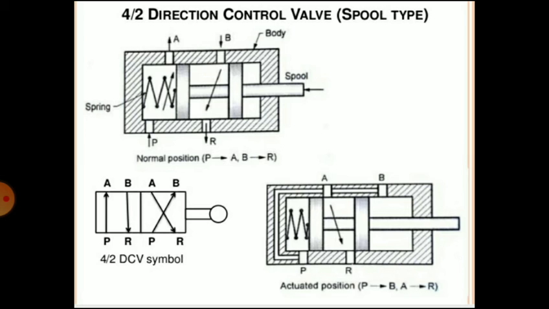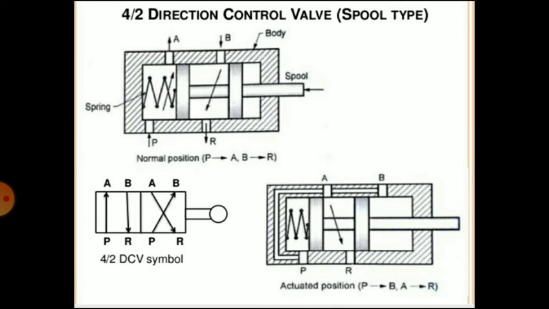You can see in the first block, P is connected to A. So that is the normal position. You can see the symbol in the first block of the symbol. P is connected to A, and B is connected to R. That is shown in the top diagram.